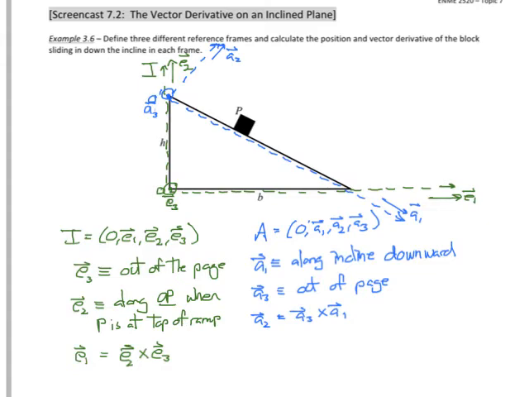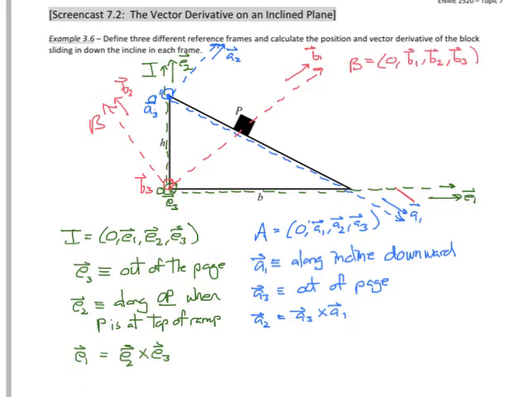Let's define one more reference frame to put on this problem. This is the reference frame B, and this frame is defined by this vector B1, which always points from the origin, point O, to point P. And so that'll be the first one that we define. So B1 is defined as along OP. So this vector B1 is going to track P regardless of where it is on the inclined plane.